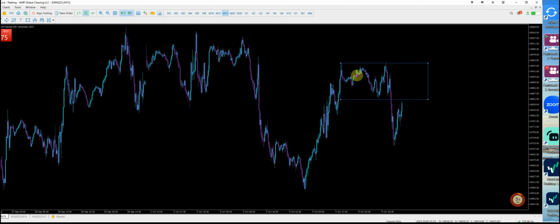Price just chopped around yesterday afternoon, went down a little, went back a little. It really didn't make any progress from this high over here. Then we went into the night session, went down, then went up, but we held this high right here. We held this low down here from yesterday, and we created this very clear range that broke out.